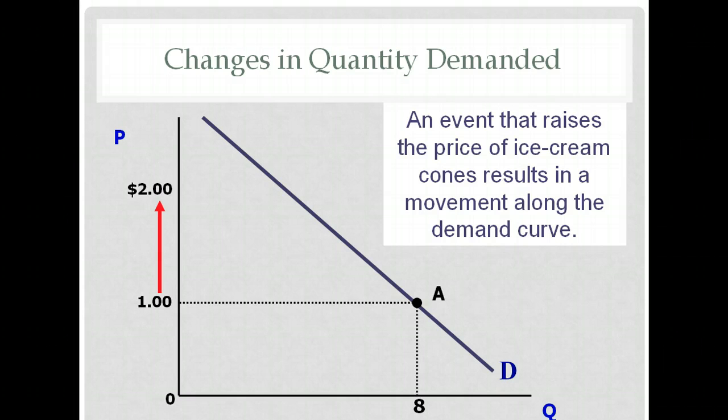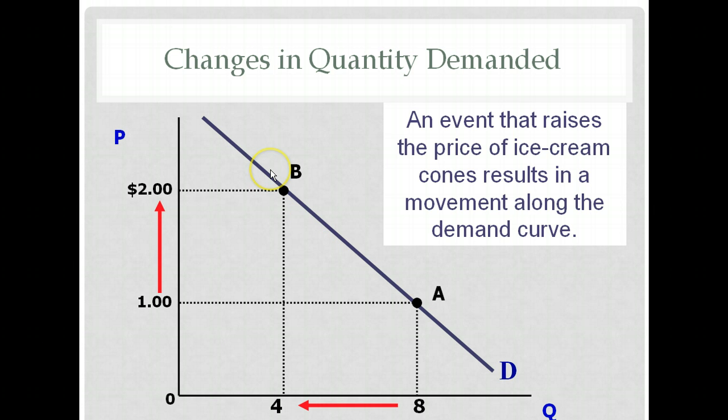Well, by the law of demand, if the price rises, then the quantity demanded will decrease. In this case, it's going to decrease, let's say, to 4. Now, what you're going to notice here is that, again, we've only moved from one point on the demand curve to another point on the demand curve.